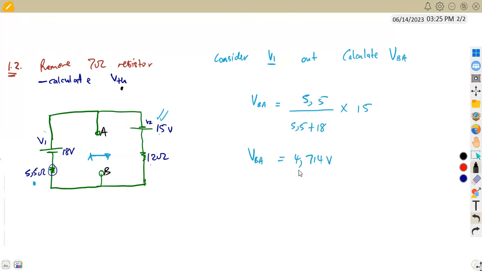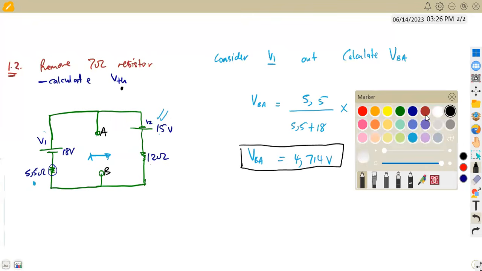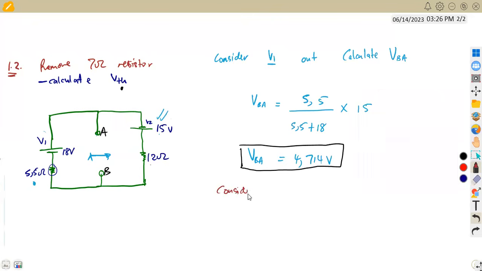So this we just write as VBA. We calculated this considering V1 as if it's not there. We are going to apply the same concept as if V2 is out now, is not there. This time we are going to calculate VAB. So we're just going to write this as VAB, which means we are not considering V2. We are considering V1 this time because V2 is out.